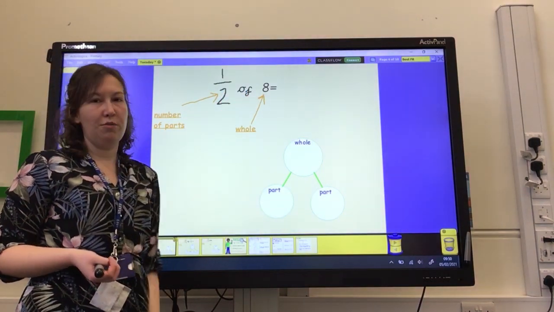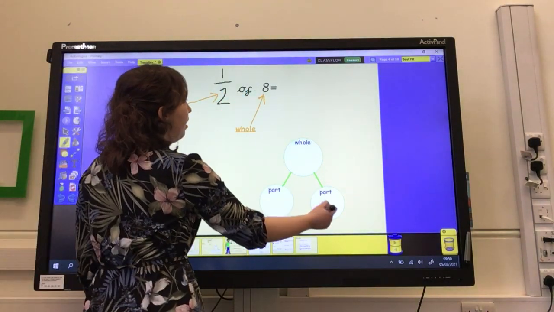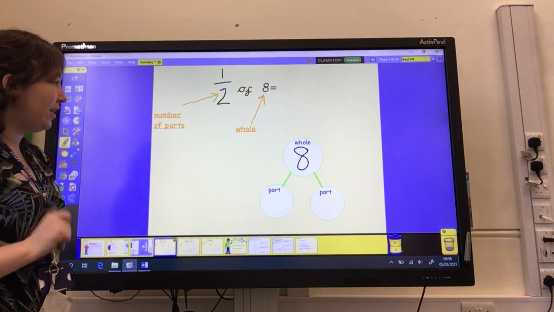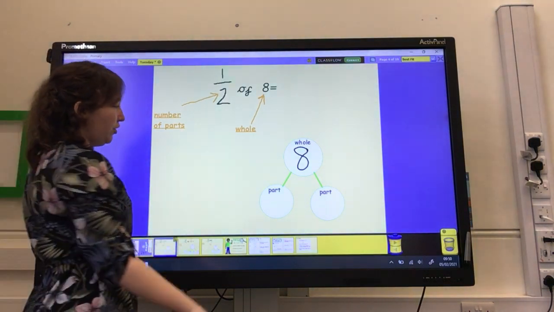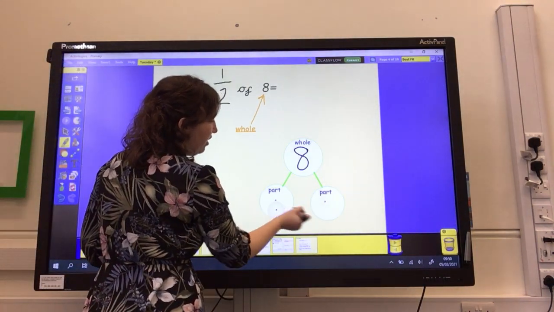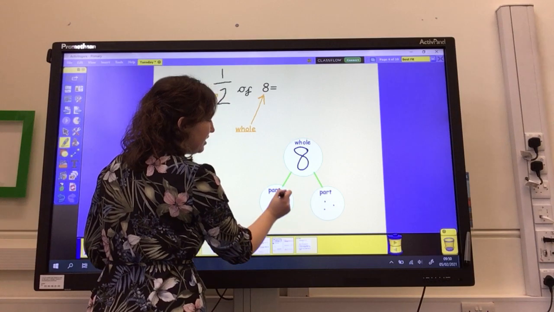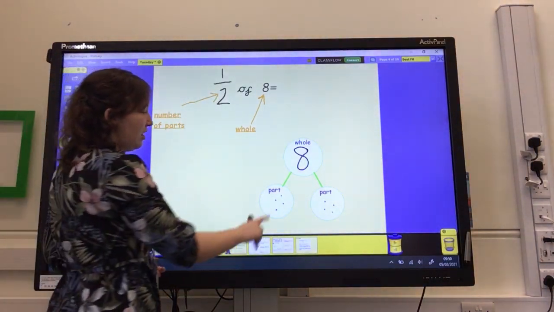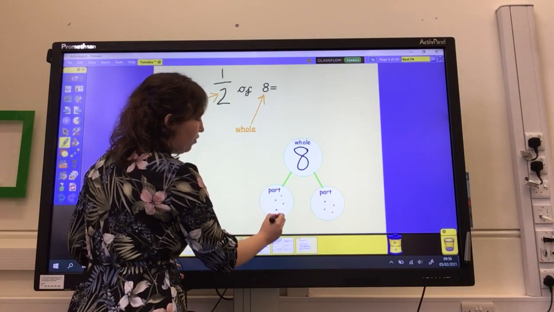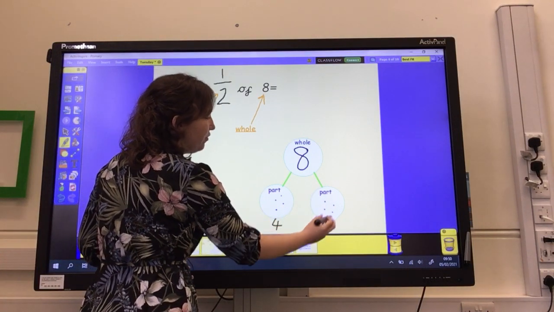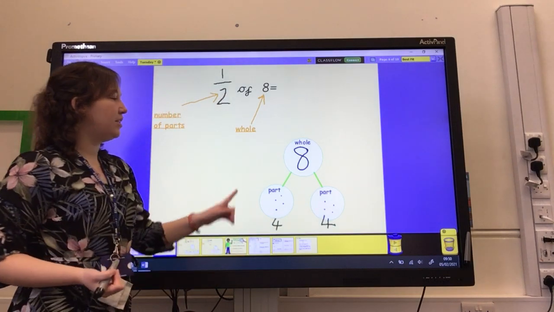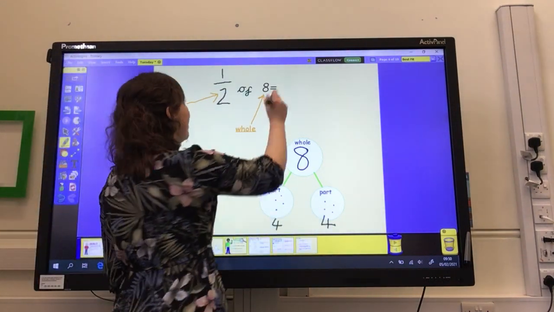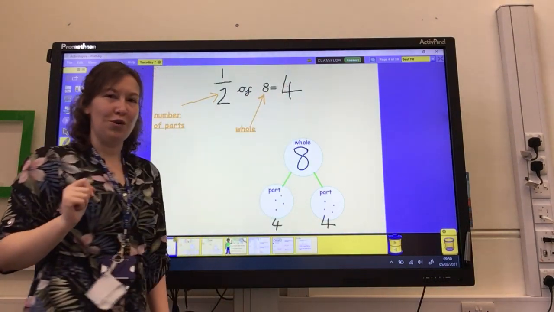So I've got my part whole model drawn here. I've got my two parts. My whole is 8, so now I need to share 8 out between 2. 1, 2, 3, 4, 5, 6, 7, 8. So how many are in each part? I can see there's 1, 2, 3, 4 here. 1, 2, 3, 4 here. So half of 8 equals, well done, it equals 4.